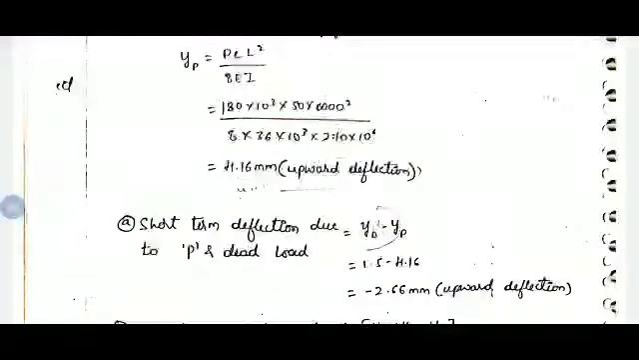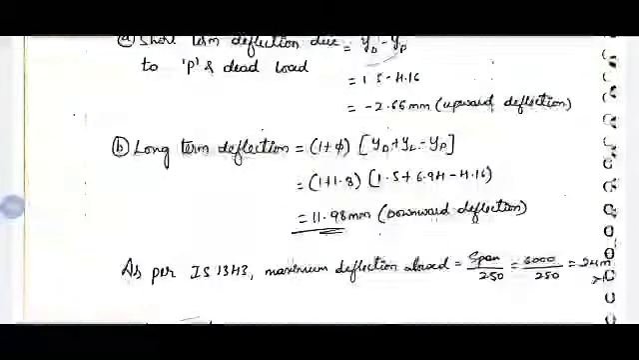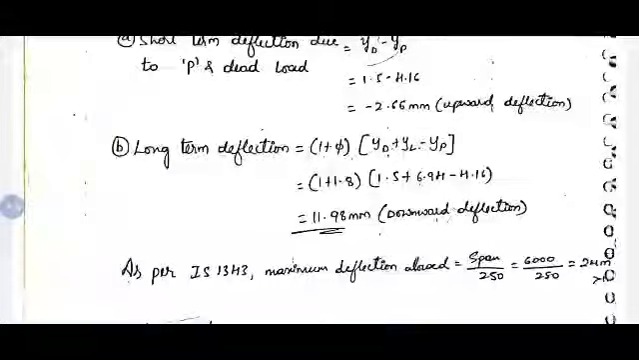Short term deflection due to P and dead load, YD minus YP, we will get minus 2.66 mm. It is upward deflection. Long term deflection, 1 plus phi into YD plus YL minus YP. So phi is 1.8. Loss ratio is not given, so no need of neta. 11.98 mm, and it is downward deflection.